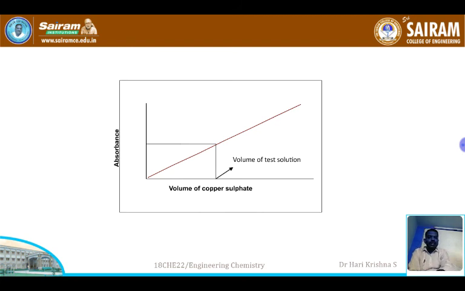For 0 volume, the absorbance is 0. For 5, you have some reading. For 10, you have some reading. For 15, for 20, for 25, you have some reading. So we're going to get a straight line passing through the origin.